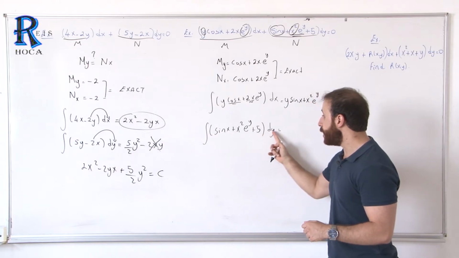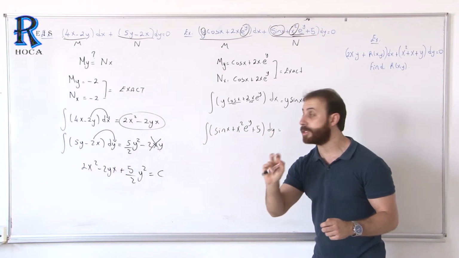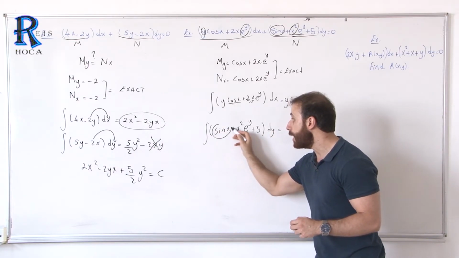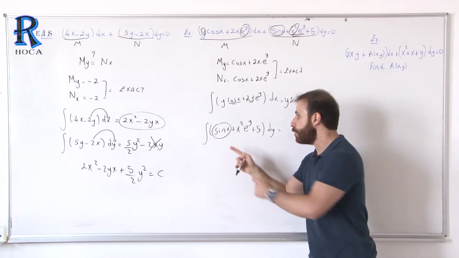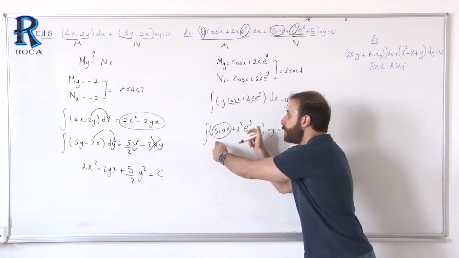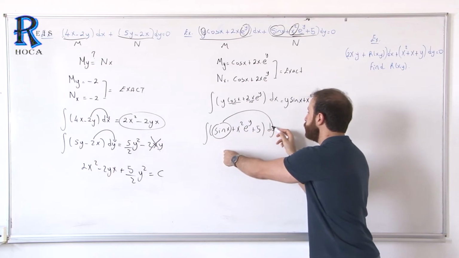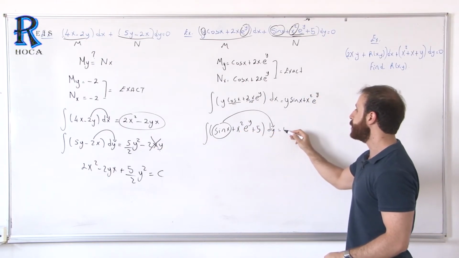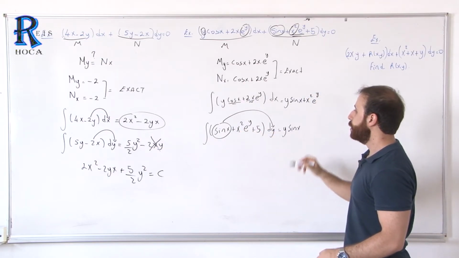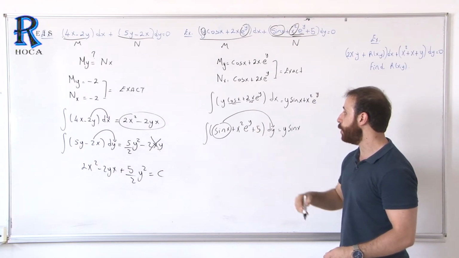Here sine x we are taking with respect to y. This is important. With respect to y, this is constant because there is no y here. If it is constant, it's itself times the variable, that is y times sine x.